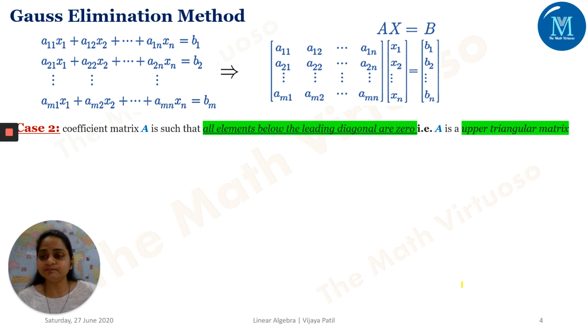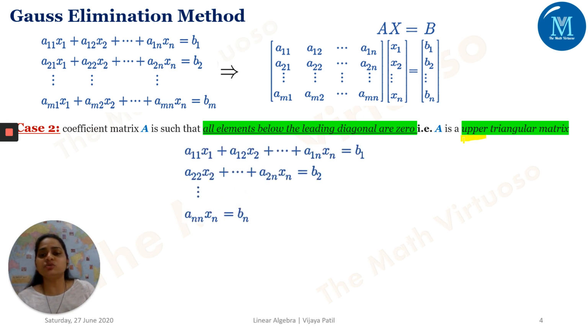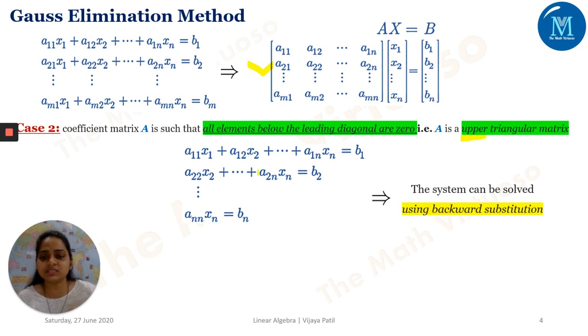Let us consider case two. The coefficient matrix capital A is such that all elements below the leading diagonal are 0. That means this would be the upper triangular matrix. So we have to reduce capital A into the upper triangular matrix, restricting ourselves to only row transformations, not column transformations. Here, all the elements below the diagonal are zeros. After that, we can solve the system of equations using backward substitution.